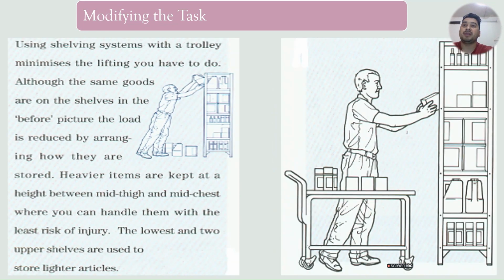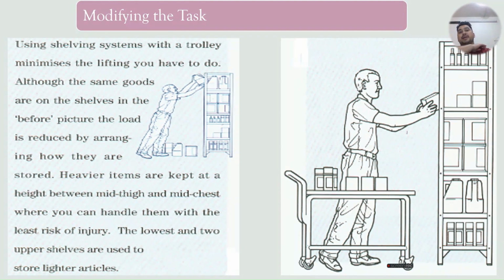Modifying the task using a shelving system with a trolley minimizes the lifting you have to do. Although the same goods are on the shelves in the before picture, the load is reduced by arranging how they are stored. Whatever items you are arranging on the shelves, you have to make sure that the heavier items are below your chest and above your thighs. Heavier items are kept at the height between mid thigh and mid chest, where you can handle them with the least risk of injury. The lowest and two upper shelves are used to store lighter articles.